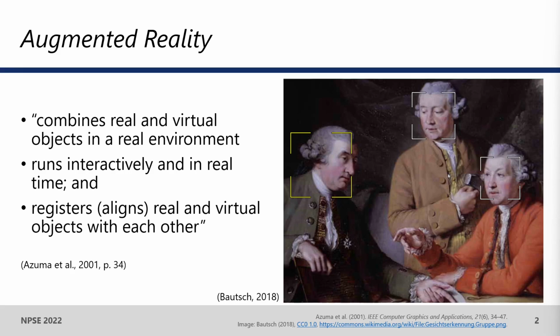Azuma and colleagues have defined 3 different characteristics of augmented reality, which are listed here on the left side. The first characteristic is that real and virtual objects are combined in a real environment. In my example, these objects will be the boxes and the camera image. Second, augmented reality runs in real time and interactively. This also applies to my example, as face recognition is executed depending on the camera image. And finally, the real and virtual objects are aligned, so if the faces in my example would move, the boxes would move with them.